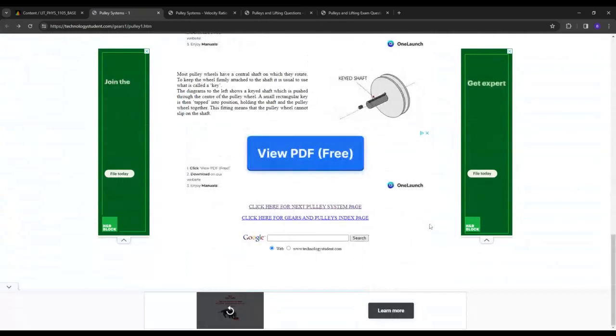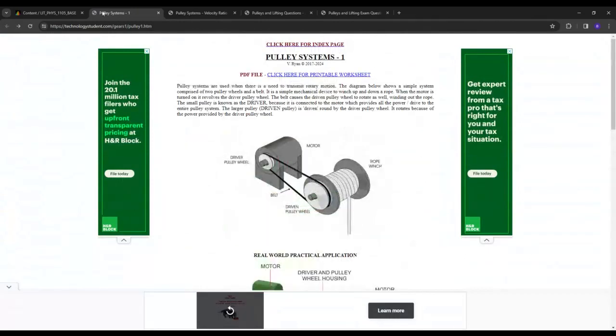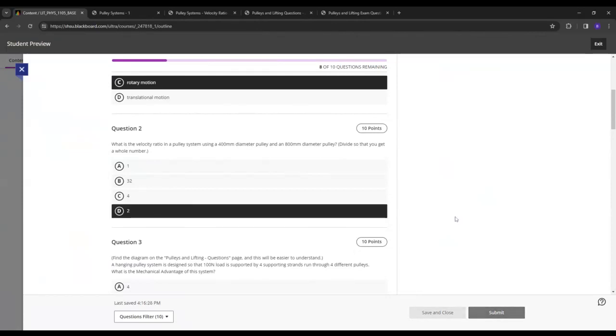maybe not even included the specific page that goes to that one, but we can find a ratio. Mechanical advantage is eventually what this is going to turn into, but a velocity ratio based off of a distance ratio or a size ratio. Well, look, it says divide so that you get a whole number. So if there's only two numbers in here, if there's 800 millimeters and 400 millimeters, divide those, get a whole answer.